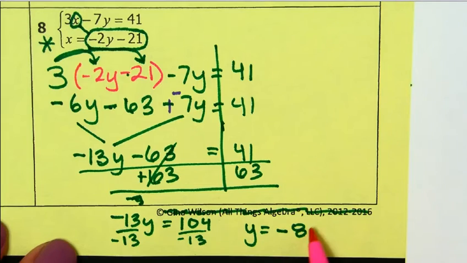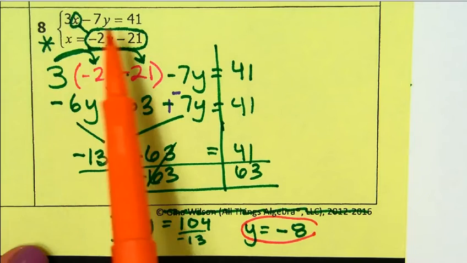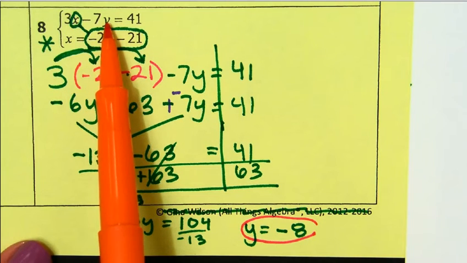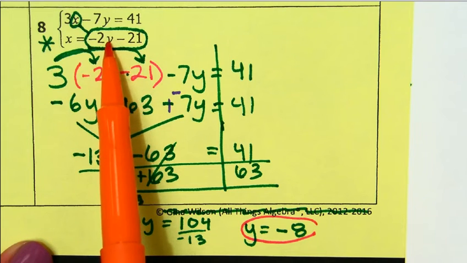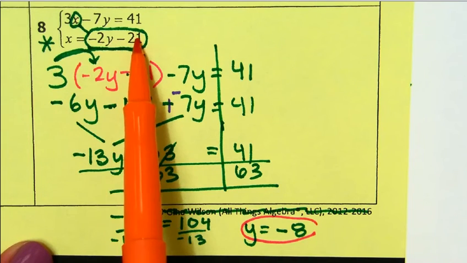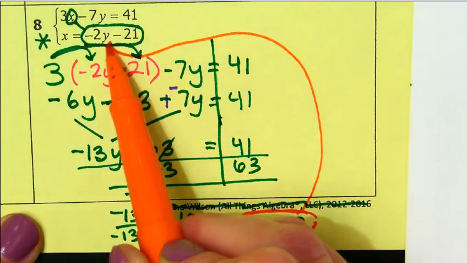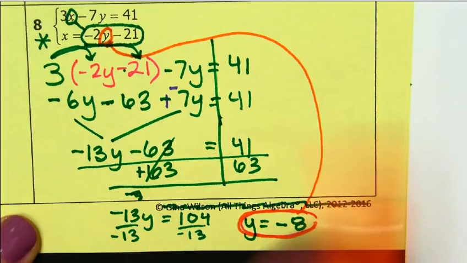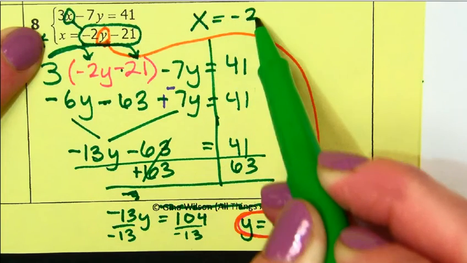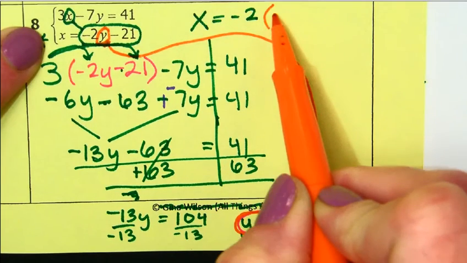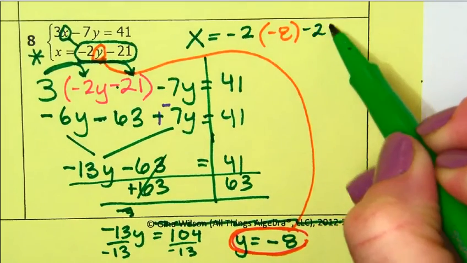So then I'm going to take this y equals negative 8, and I'm going to substitute either for this y or for this y. Now I'm going to choose this y because when I substitute the negative 8 here, I have all numbers on this side, so I won't really have any solving to do. So instead of x equals negative 2 times y, I'm going to say x equals negative 2 times negative 8 minus 21.